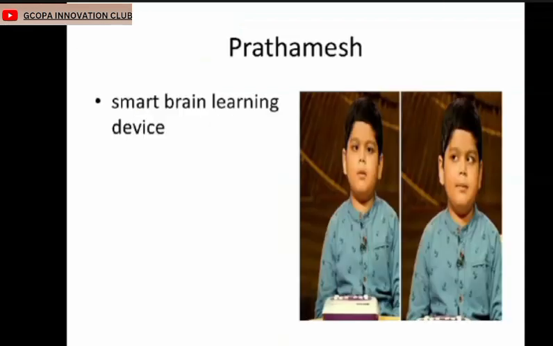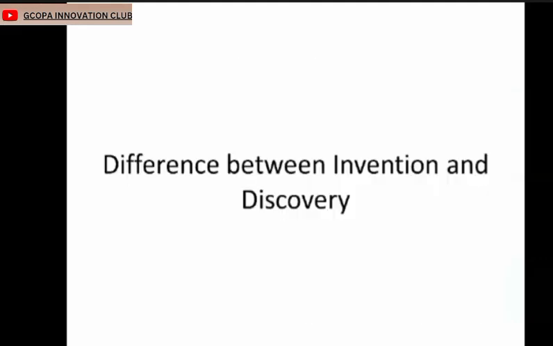Prathamesh, an Indian national who is visually impaired, was facing difficulty in learning during the pandemic, and hence he came up with a smart brain learning device, which can help visually impaired people keep their learning unaffected. Now, invention and discovery are different.